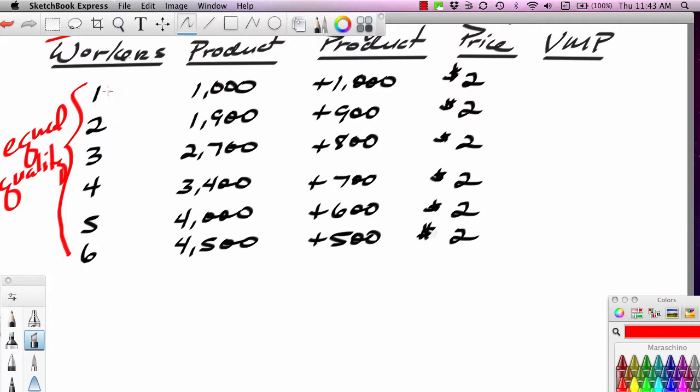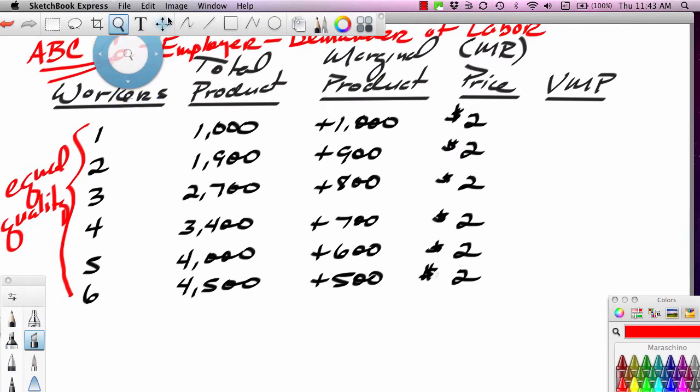However, notice that as you add workers, the total product of those workers increases at a decreasing rate. So notice this. 1 worker can produce 1,000, 2 produce 1,900, 3 produce 2,700, and so on. Total product is increasing, but increasing at a decreasing rate.